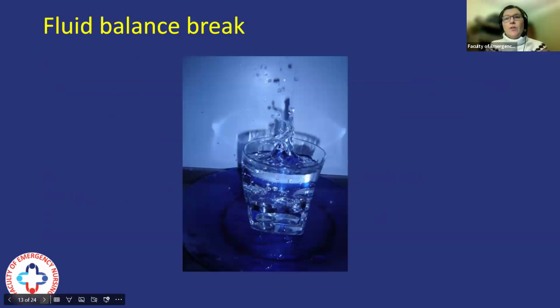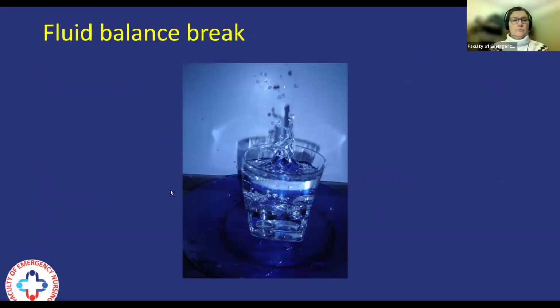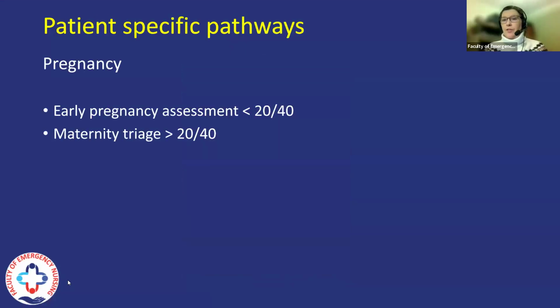Okay. Let's just take 5 because that's quite a bit there. Okay. So now let's have a think about specific patients, because there are specific patients to think about. And a lot of this depends on your local configurations.